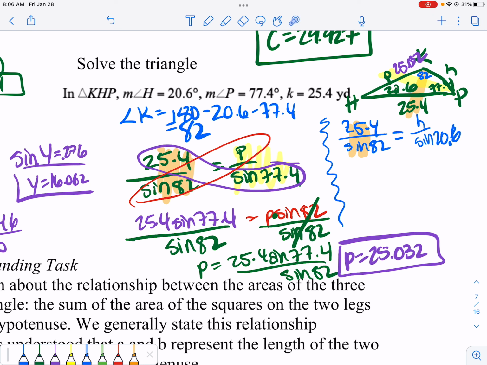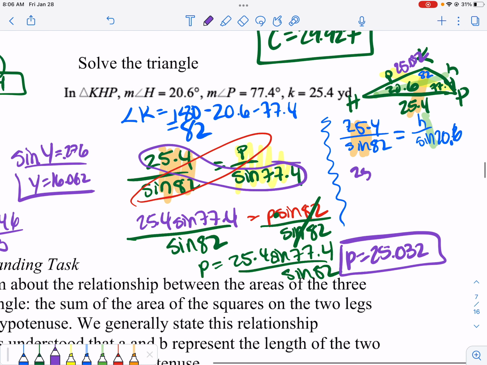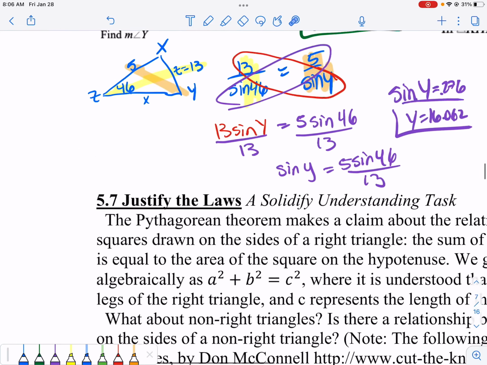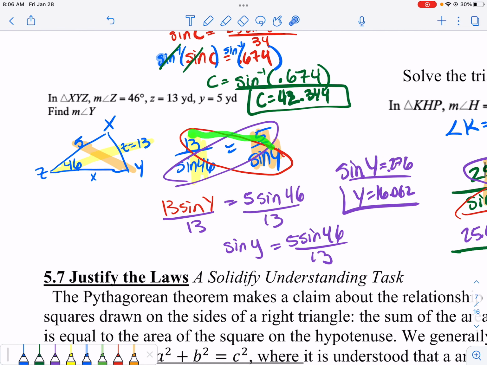Okay. We have that same kind of setup here, where our variable is on top, so I can just get rid of this by multiplying. That would be 25.4 sine of 20.6 over sine 82 equals H. Because we were solving for sides on both of these, the variable ended up being on the top.